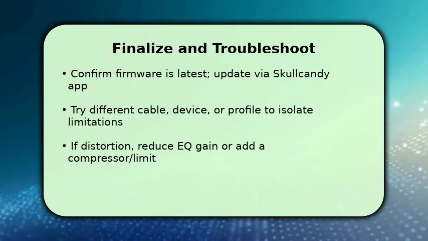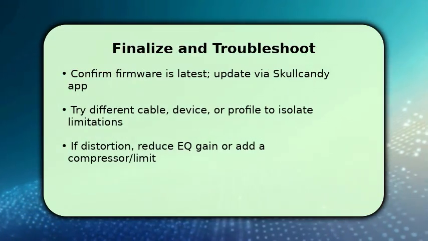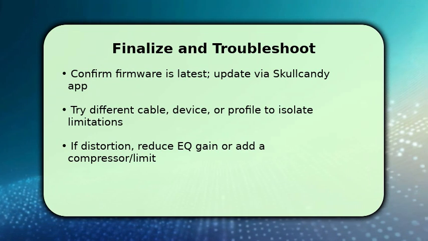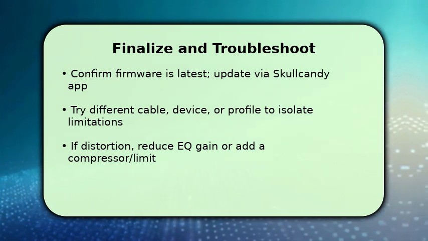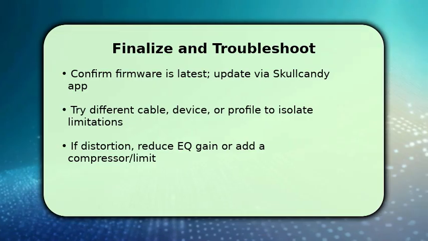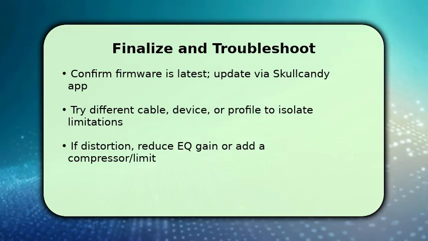You finish by removing remaining limits and checking for faults. Update the Hesh ANC firmware in the app. Updates can fix volume bugs. Try another cable and a second source to determine whether the headphones or phone are limiting output.